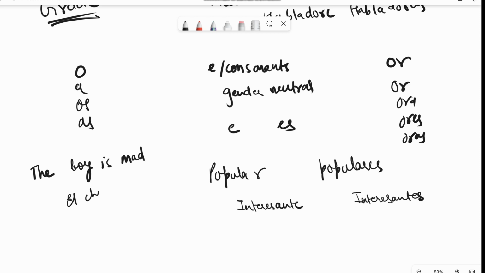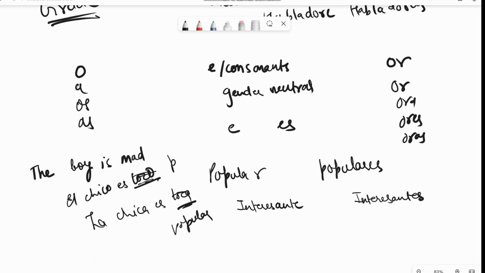So it would be el chico es loco. If I wanted to say the girl is mad, la chica es loca. Right? So this will change. But if I was saying the girl is popular, la chica es popular. The boy is popular, el chico es popular. No changes here, right? Because it is ending in a consonant. There is an exception to this rule, but we'll deal with the exception in our next session.